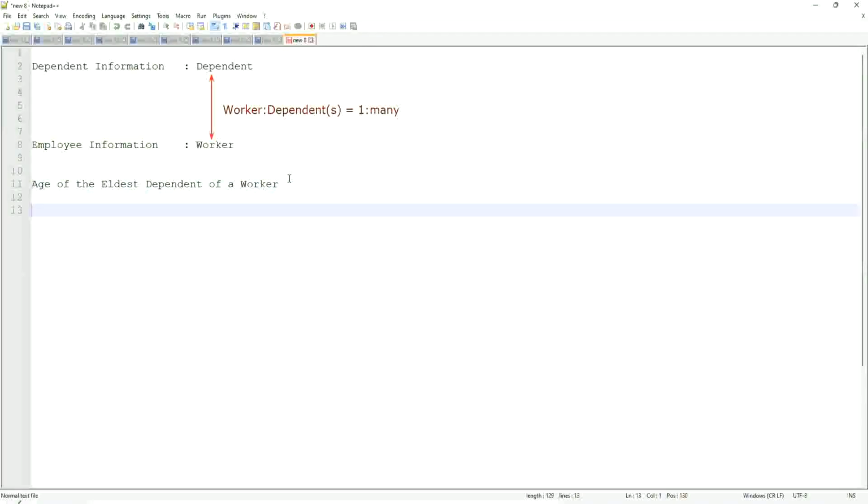How would you do that if you were doing it using a filter or subfilter? Would you be able to do that in any way? Difficult, right? It's difficult. Now, how would we do it using a calculated field? Let's break it down first. Age of the eldest dependent of a worker.